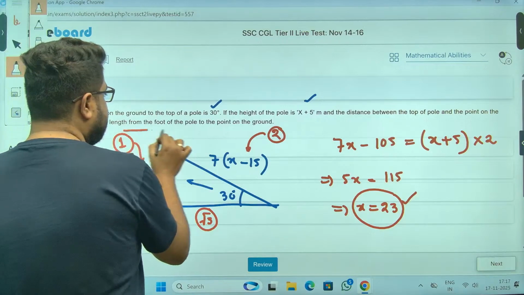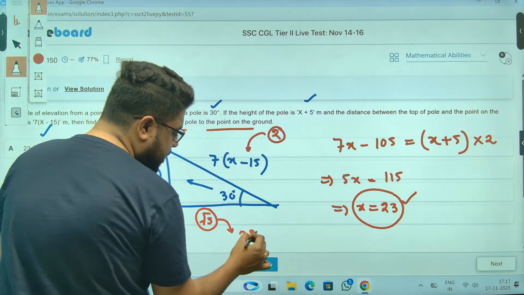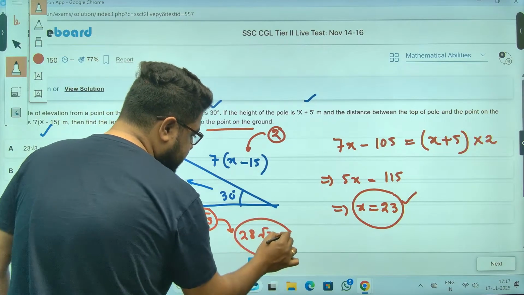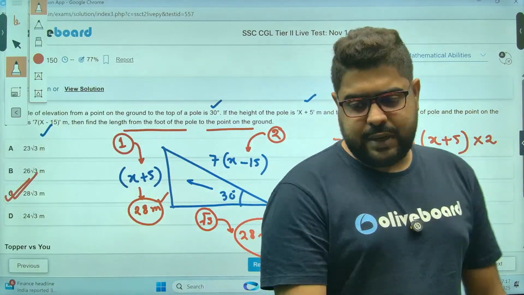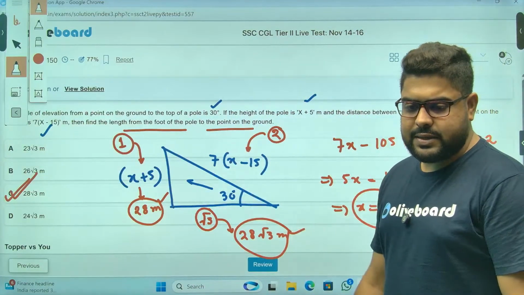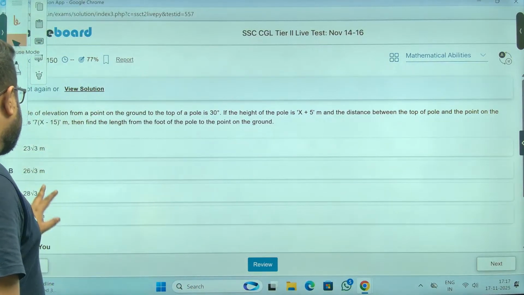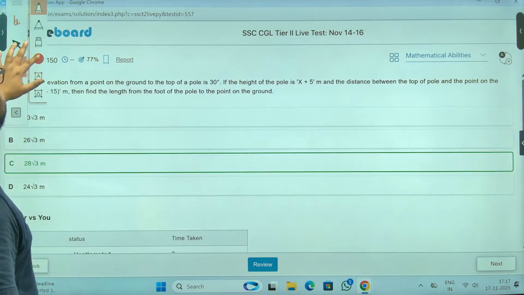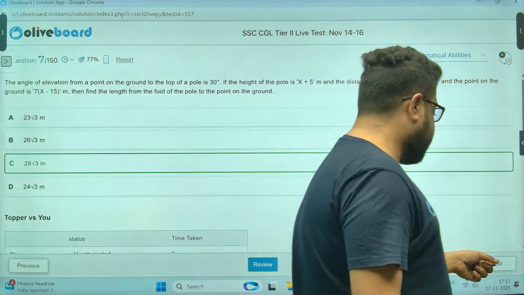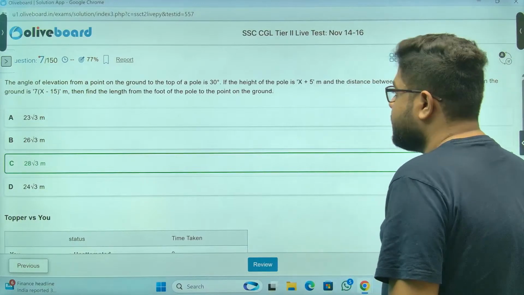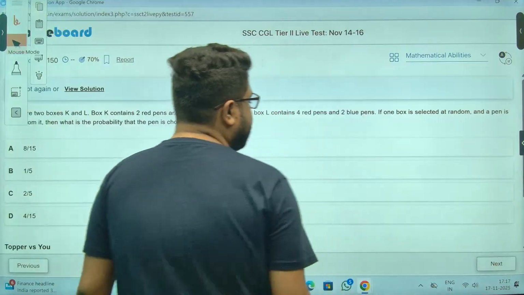Now they are asking for the distance. So if 1 unit is 28 meters, root 3 units will be 28 root 3 meters. That is my answer. Option number C, sir. 28 root 3 is my correct answer. You see, not very difficult. Again, I told you the 30, 60, 90 triangle will always be a lifesaver. If you don't know it, learn how to solve it. It will always be very, very fast.